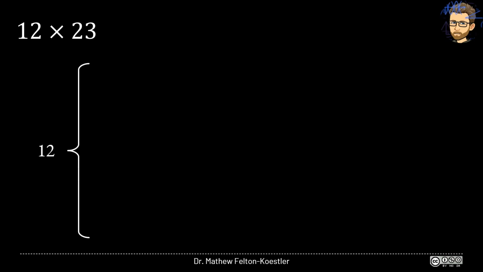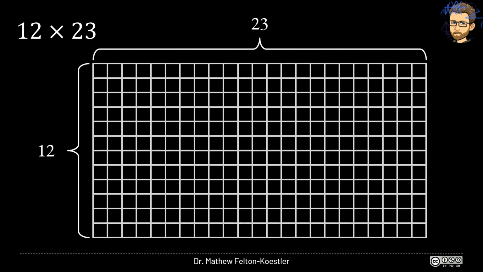I'm going to do a simpler problem first to illustrate why it can help to think about multiplication this way. Let's think of 12 times 23. There are several ways we can think about this problem, but one very productive way to think about it is as a rectangle that is 12 units tall by 23 units wide. And the question we're asking is, what's the area of this rectangle? Another way to say that is, how many of these unit squares fit inside this rectangle?